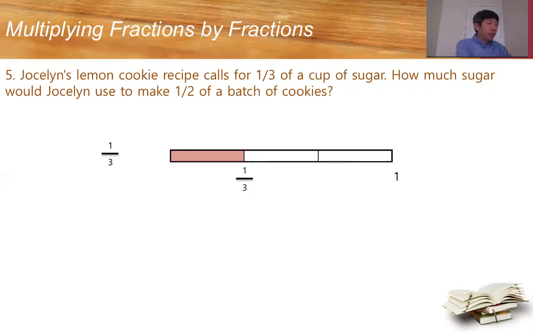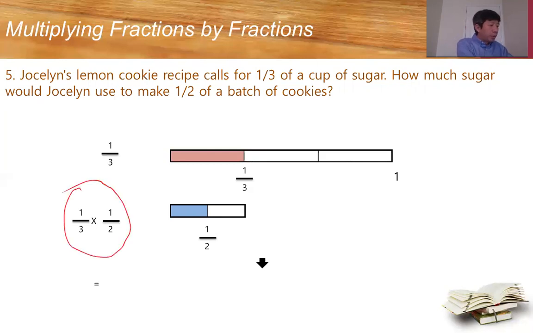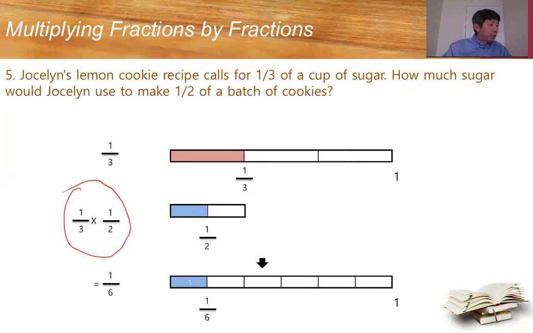Now, how much sugar would Jocelyn use to make 1/2 a batch? So you want to take 1/2 of 1/3. So you take 1/3 times 1/2. So therefore, you got this much. So procedurally, you take the numerator times the numerator, denominator times the denominator. So you got a 6, right? So you will get a 6.